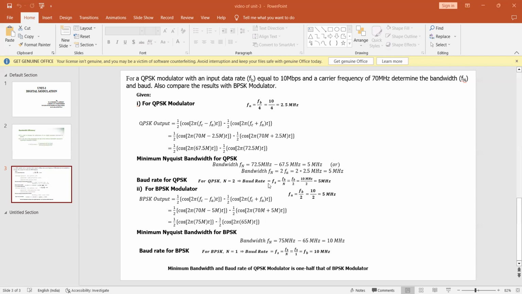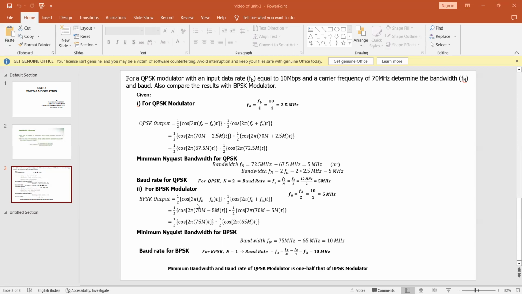The formula for the baud rate is fs equal to fb divided by N. We already know fb is equal to 10 megahertz and N is equal to 2. From this we calculate 5 megahertz. So the baud rate for QPSK is 5 megahertz, and the bandwidth of QPSK is also 5 megahertz.